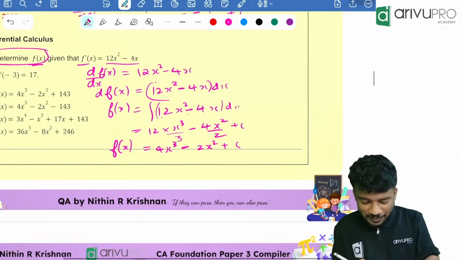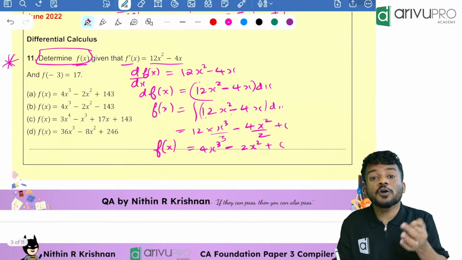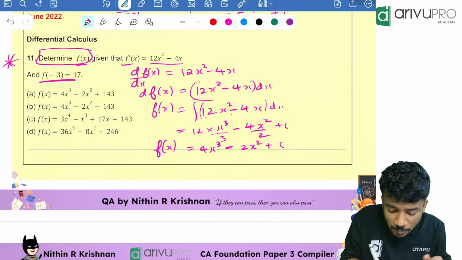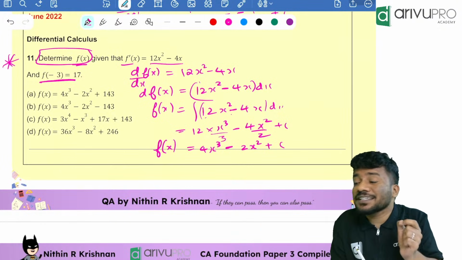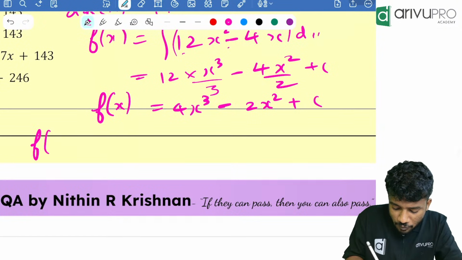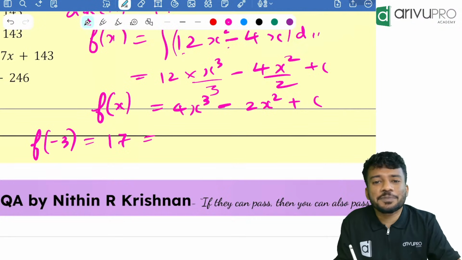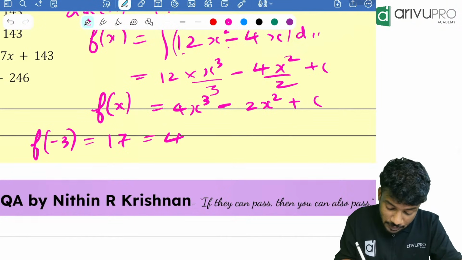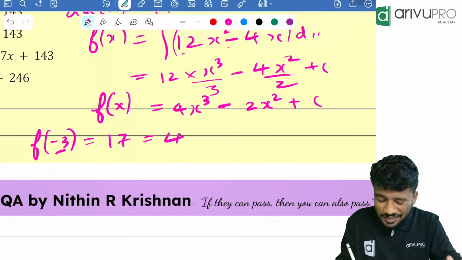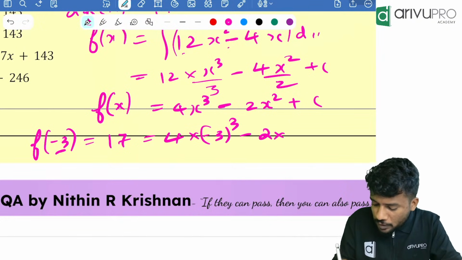We got the f of x, but people, we need to find the value of the constant. How to find the value of the constant? Here one more thing is given. f of minus 3 is 17. So put f of minus 3 equal to 17. Instead of x, you should put minus 3. So 4 into minus 3 the whole cube minus 2 into minus 3 square, then plus c.